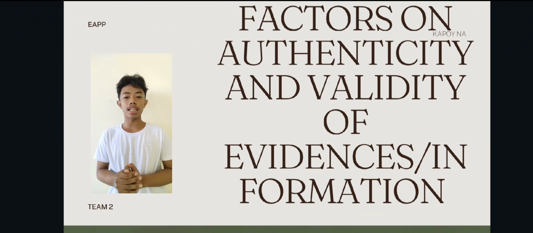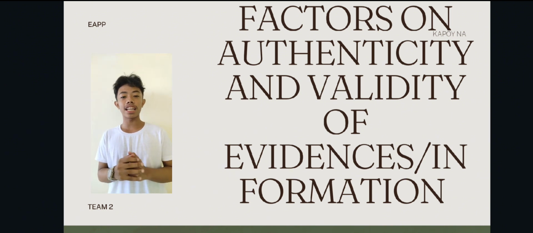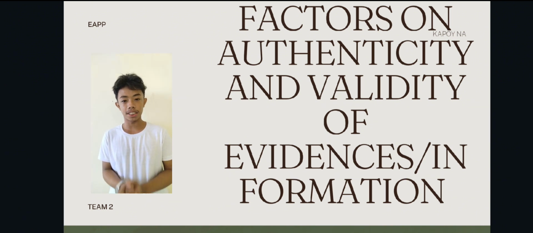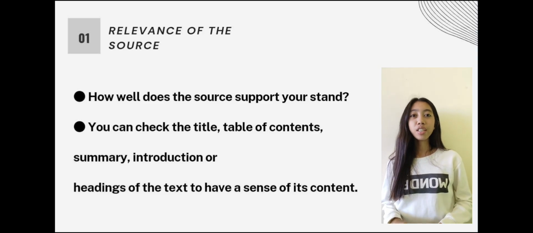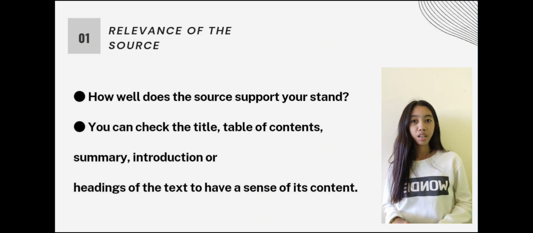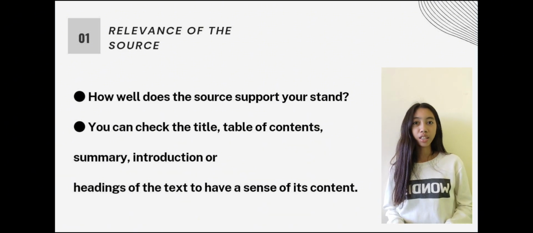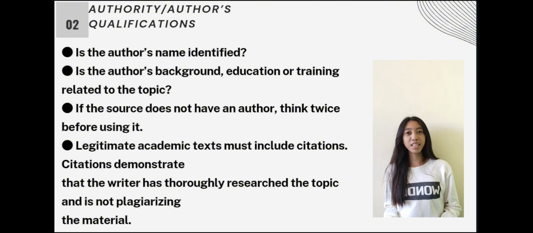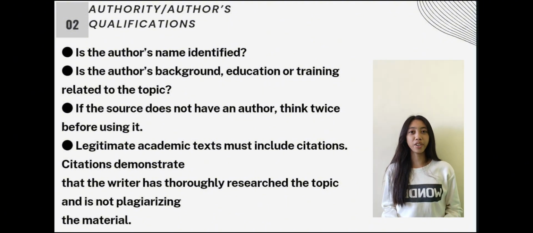In the next topic, it is called factors on authenticity and validity of evidences or information. First, the relevance of the source. How well does the source support your stand? You can check the title, table of contents, summary, introduction, or heading of the text to have a sense of its content.